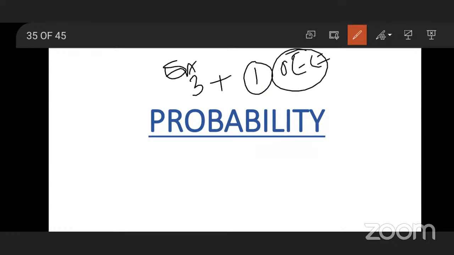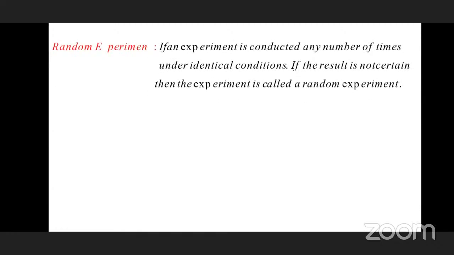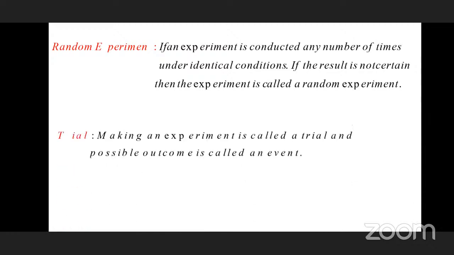What is probability? The probability definitions. What is the event of the probability? I will explain one by one clearly. So what is a random experiment? If an experiment is conducted any number of times under identical conditions, if the result is not certain, then the experiment is called a random experiment.